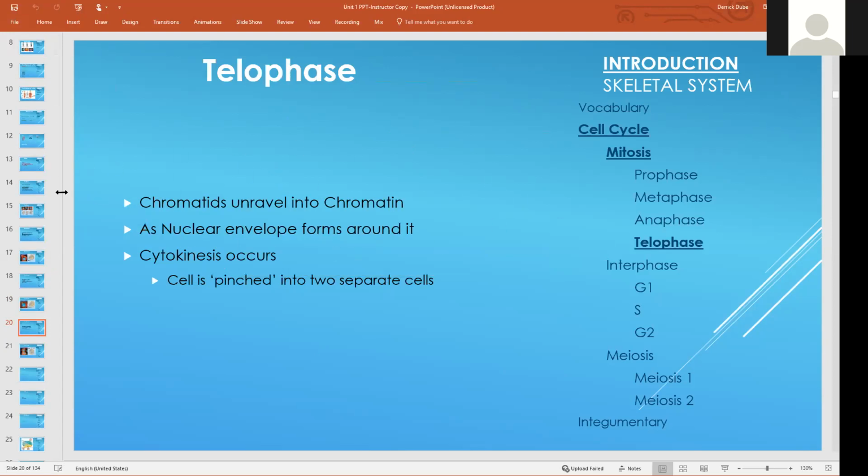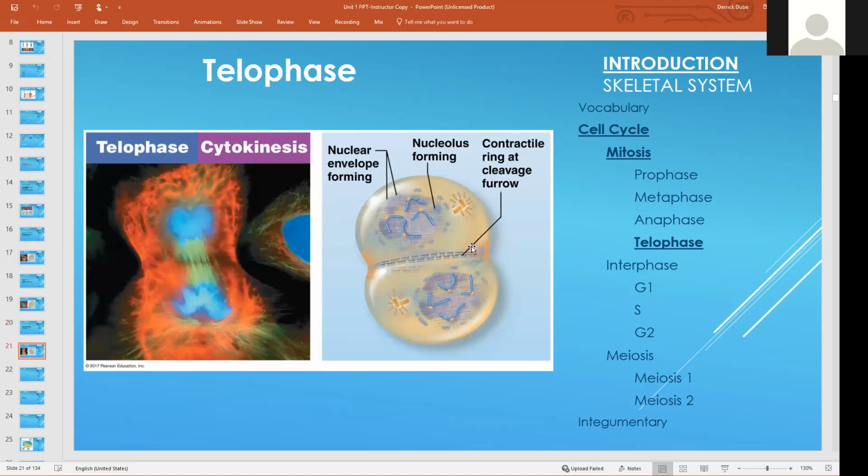chromatids unravel into their less dense chromatin forms, and then you're going to have that nuclear envelope form around into the nucleus. That unwound chromatin is what allows your RNA to go into the nucleus and copy it from there. The chromatids that form are just a compact version that allows it to be split apart. And then cytokinesis, those cells are going to start to pinch off right there.